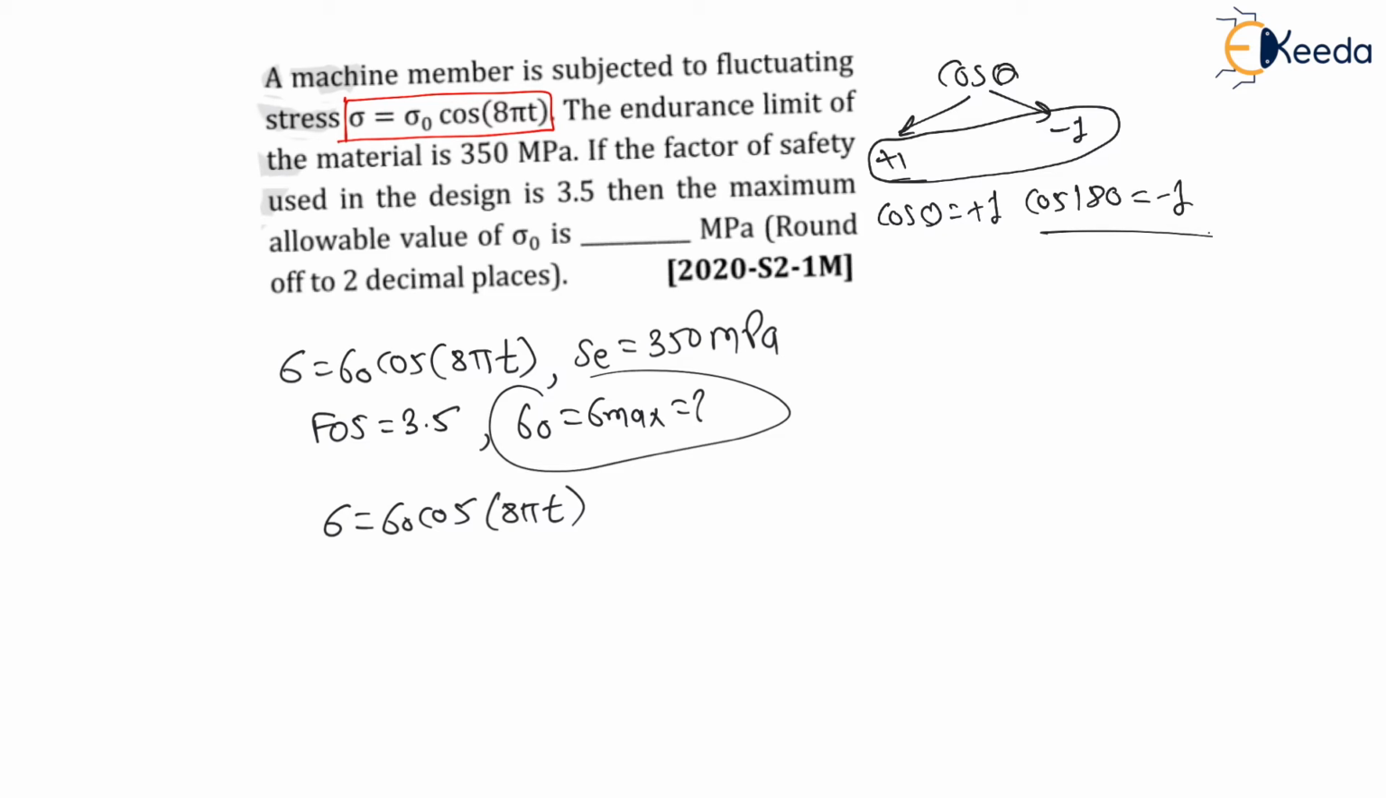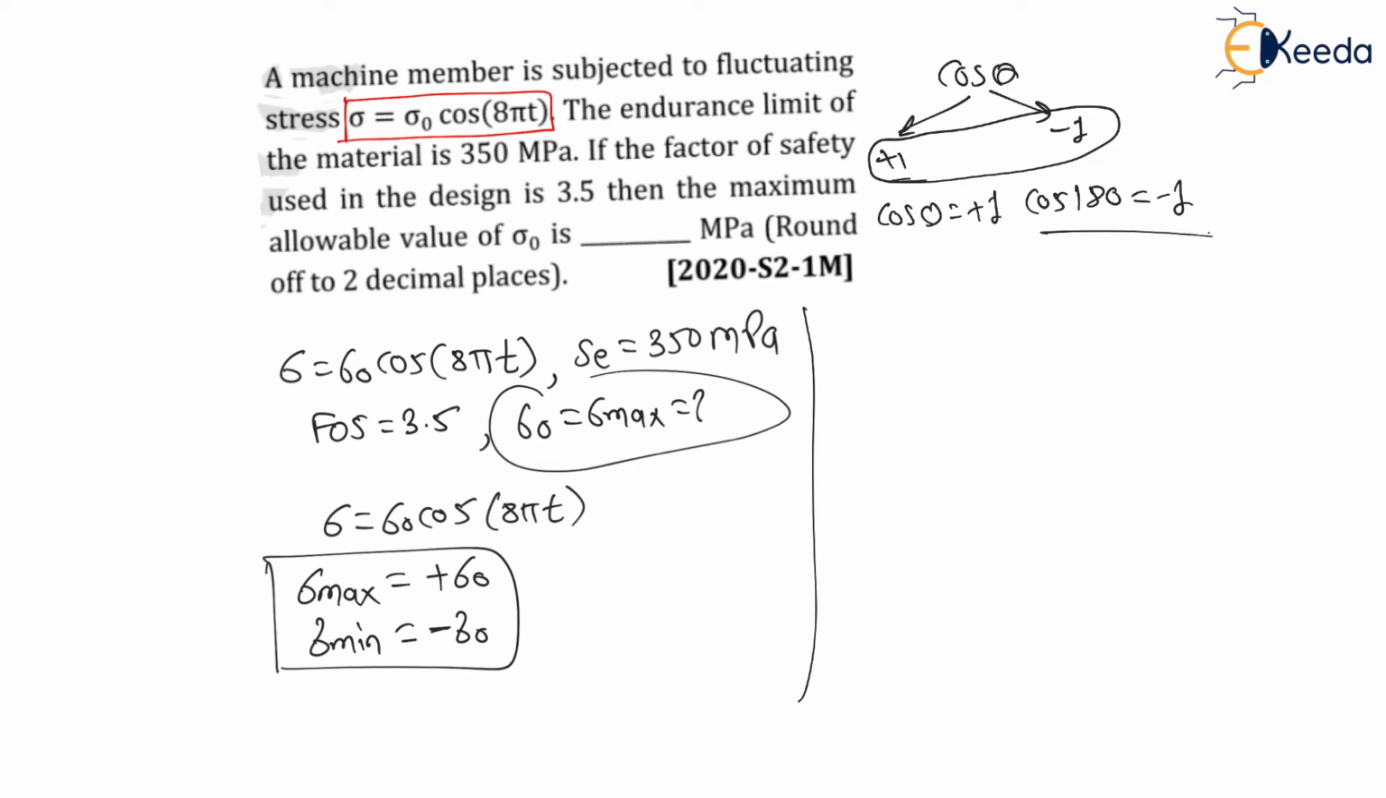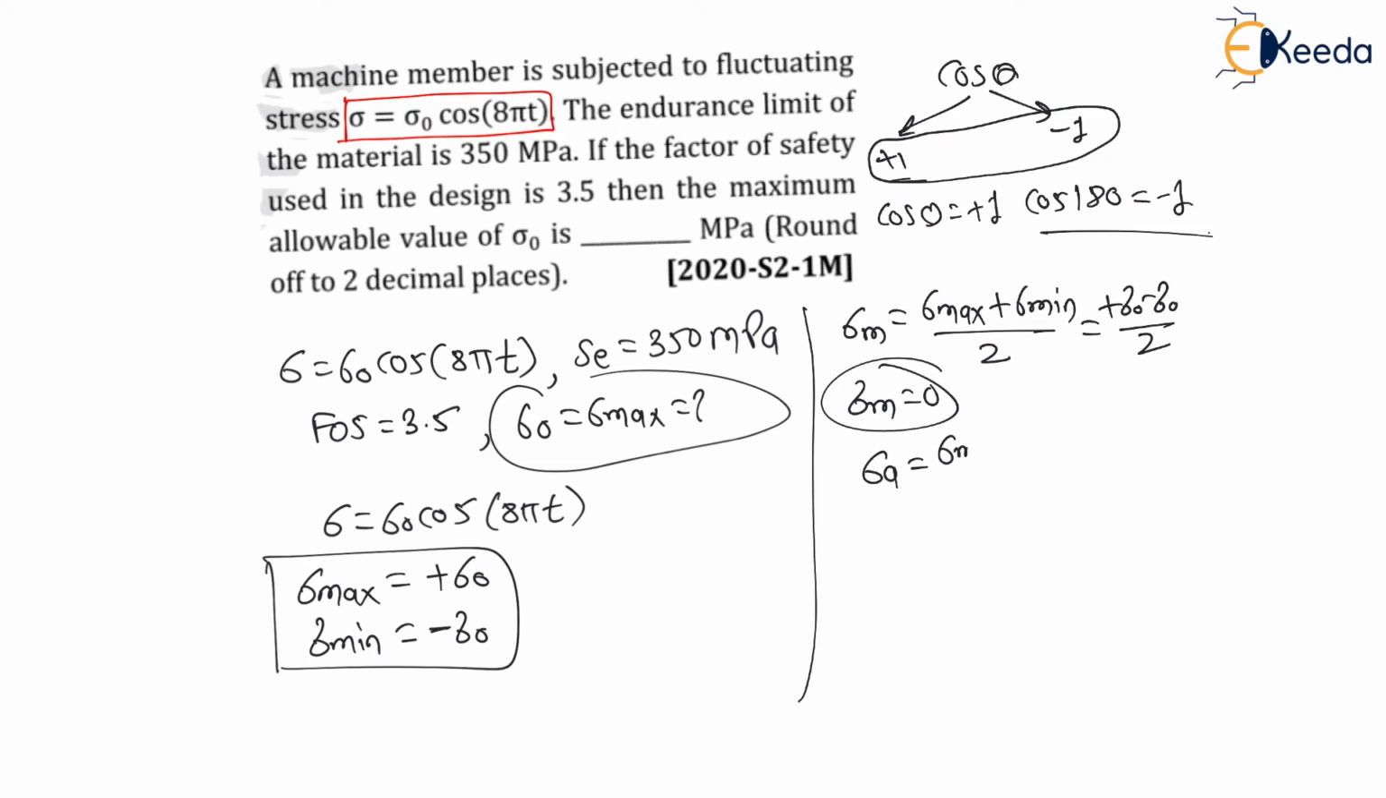Therefore, here we can say sigma maximum is equal to plus sigma naught and sigma minimum is equal to minus sigma naught. Right? These are the limits. Therefore, mean stress is sigma maximum plus sigma minimum divided by 2, which is plus sigma naught minus sigma naught divided by 2. Therefore, mean stress for such cases is 0, right? And stress amplitude is sigma maximum minus sigma minimum divided by 2, which is plus sigma naught minus minus sigma naught divided by 2. Therefore, stress amplitude is equal to sigma naught, right?